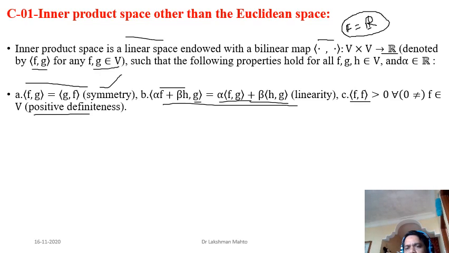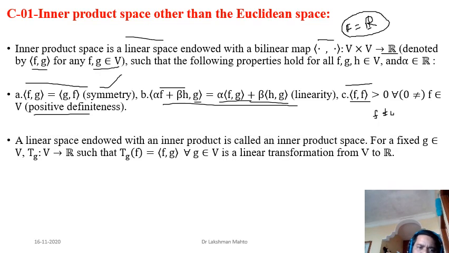If F is a non-zero vector and you take the inner product of F with itself, then definitely that quantity is always greater than zero. That is the criterion of positive definiteness. So these three properties are always satisfied by the inner product, and they are also satisfied by the dot product, so there is not much difference. You can see all these properties in the dot product as well.